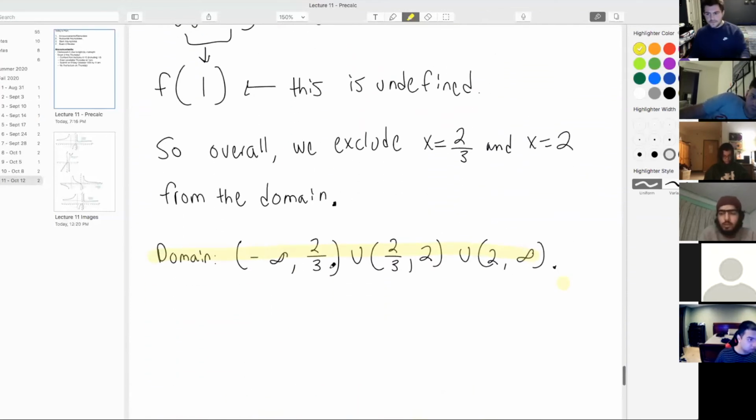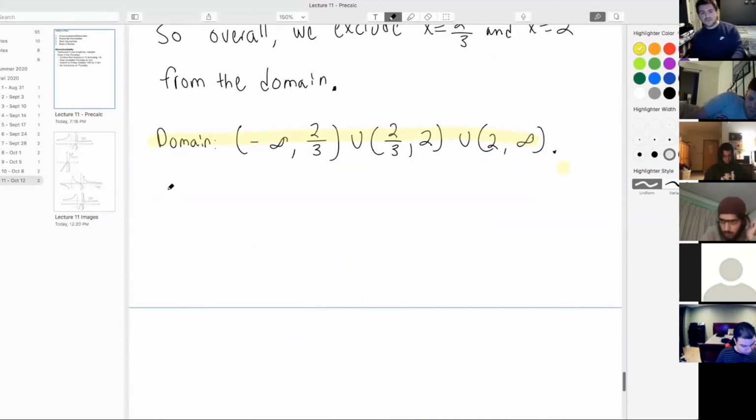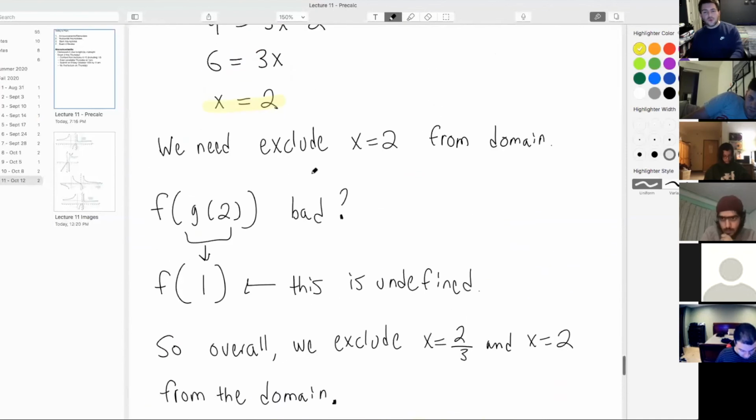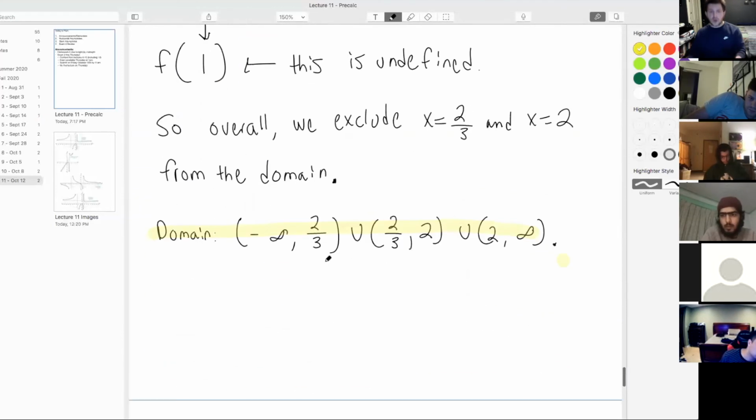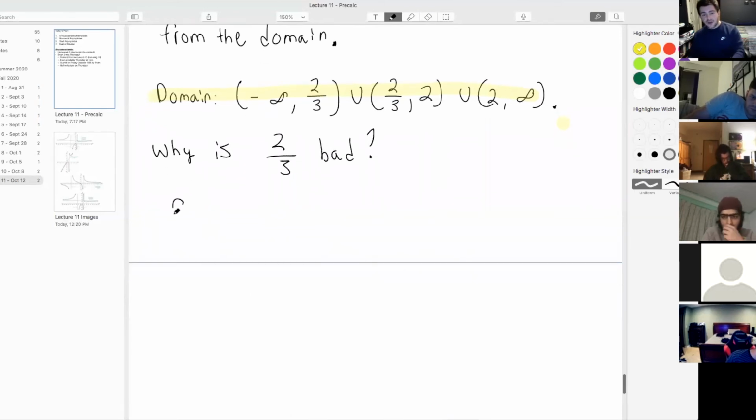Could you show why 2/3 wouldn't work? Absolutely. So we showed why x equals 2 is bad. Saeed, do you see why x equals 2 is a no-no here? Yes. Okay. So the next question is, why is 2/3 bad? Excellent. Okay, 2/3 is bad. So let's just look at what happens when we evaluate this guy at 2/3.